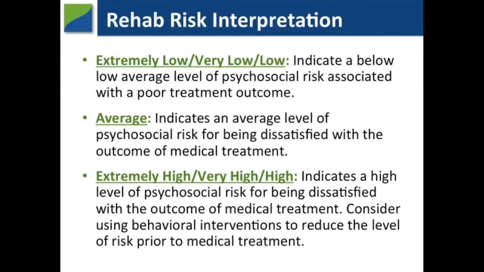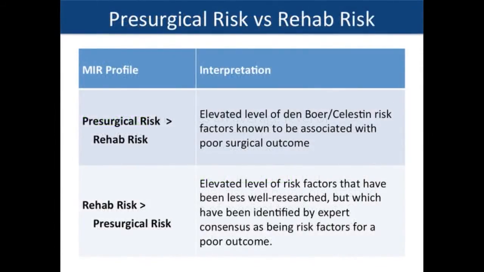So how do you interpret these two scales together? So what if pre-surgical risk is higher than rehab risk? What this means is that the core risk factors identified by Den Boer and Celestin were elevated. Those are the risk factors for which there is the most evidence, and so you should rely on the pre-surgical risk score there. But what about the reverse, if rehab risk is greater than pre-surgical risk?